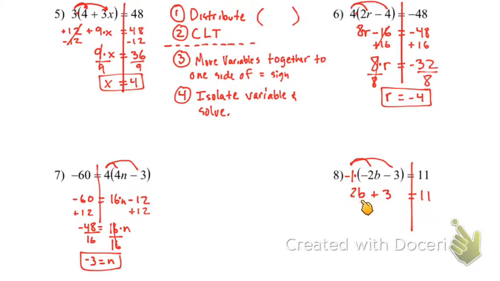So now we're going to get rid of 3 and 2. So the one we want to get rid of first is 3 because it's adding. The opposite of addition is subtraction. So we're left with 2b, or 2 times b equals 8. And then we're going to divide both sides by 2. So that's going to give us b equal to 4. Okay.